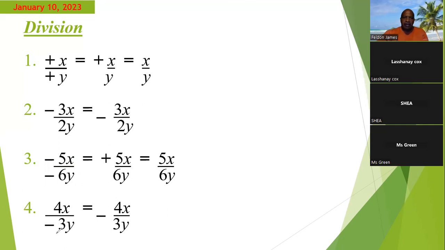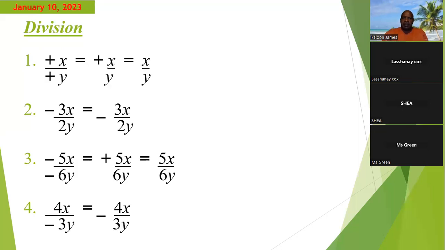All right, here now we have positive 4 in the numerator divided by negative 3 in the denominator. So we have 4x, positive 4x divided by negative 3y. So if you divide a positive by a negative, the overall fraction becomes negative. And so you have negative 4x over 3y. Any question?